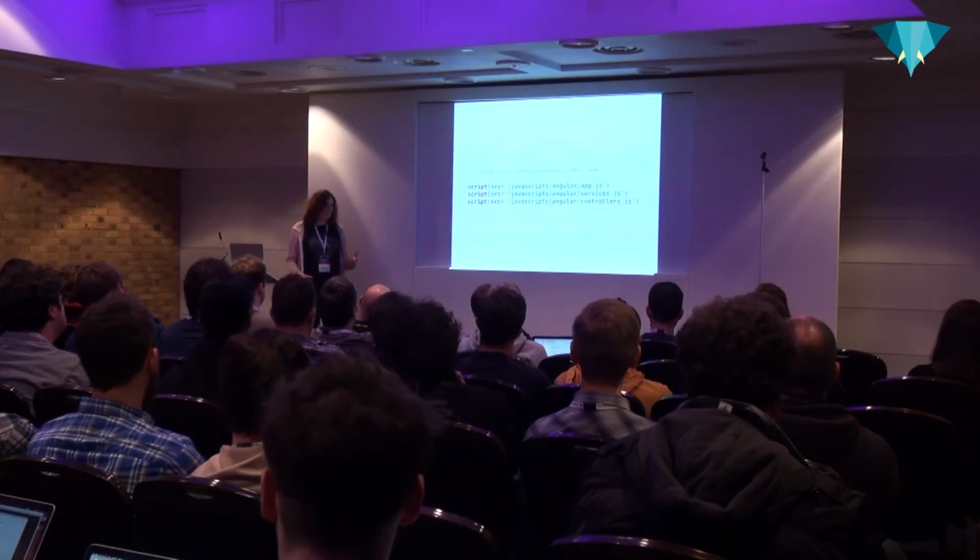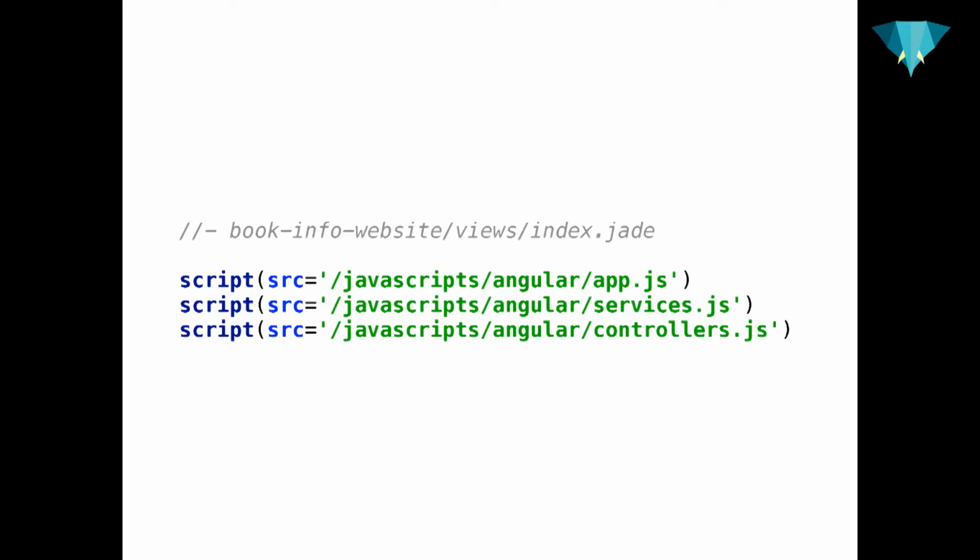Okay, and then there's the 3 files which I wrote in order to make that site work, and that's app, services, and controllers. And these roughly map to model, view model, which is controllers, and app, which sort of controls the view. It's not quite perfect.